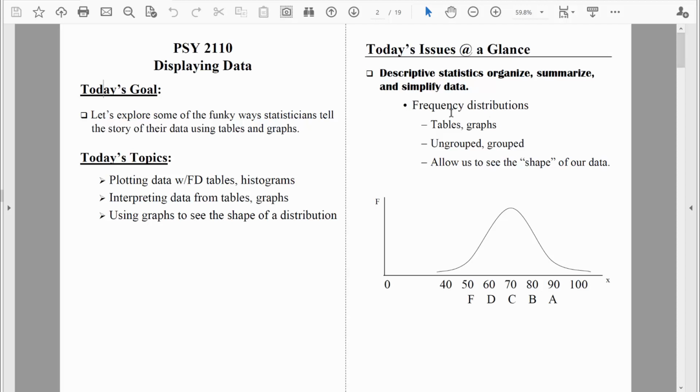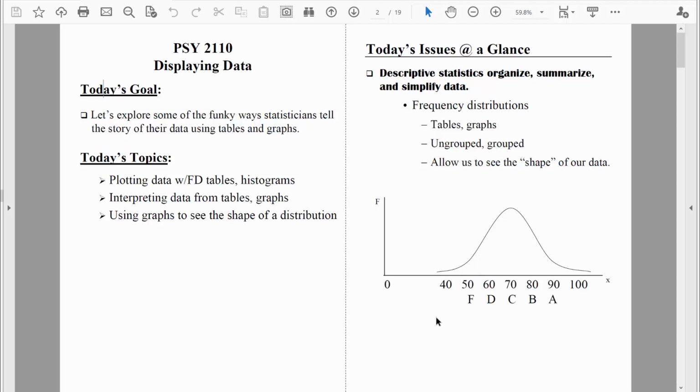These frequency distributions provide a great example of a descriptive statistical technique. Because remember, with descriptive statistics, we're trying to organize our data, summarize our data, and simplify our data. And frequency distribution tables and graphs do all of those things. In general, they allow us to see the shape of our data. And what I mean by that is demonstrated in this example right here.